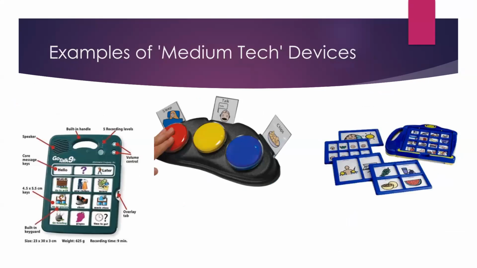So moving on to medium tech devices. These are just some examples. We have the Go Talk here, which is if you press the button, it'll say the name of what's on the icon. And you can see over here, you can pull these little sheets out and you can put in a new sheet. So let's say bath time routine, bedtime routine, food, whatever it might be. That is an option. And then you can just re-record as you put in a new slot.